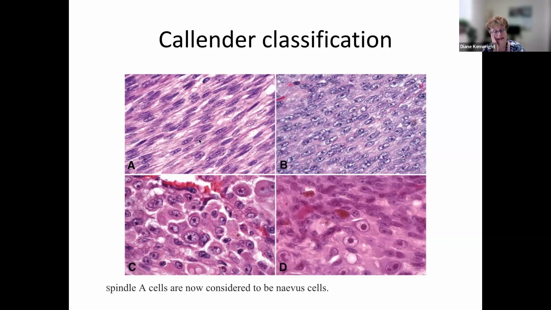So classically, spindle A had grooves and no nucleoli, but what we originally thought were spindle A cells are probably just remnant nevi. About a quarter of melanomas will have remnant nevi. And the spindle B cells are shorter, fatter sausages with nucleoli.